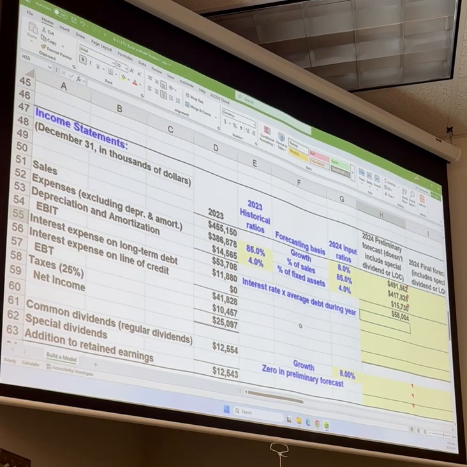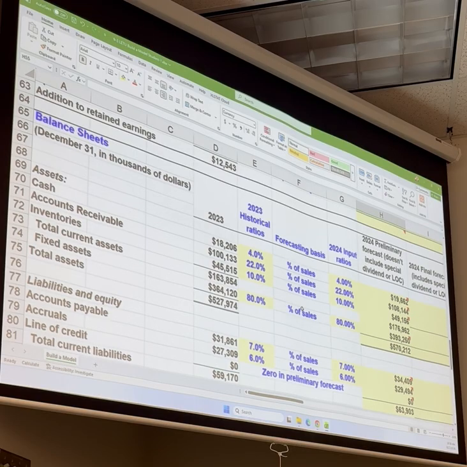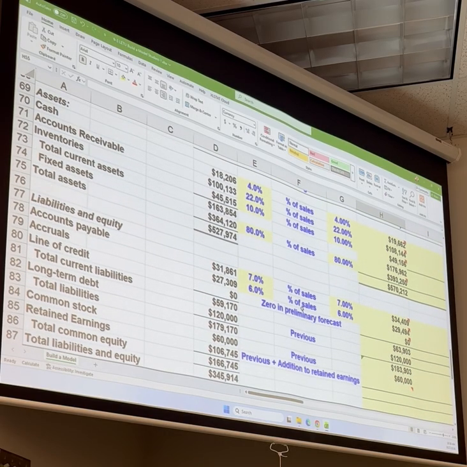All right, our interest expense on long-term debt. That's going to be the interest rate times the average debt during the year. So what is our average debt during the year? Well, we are looking at our long-term debt as being 120,000.